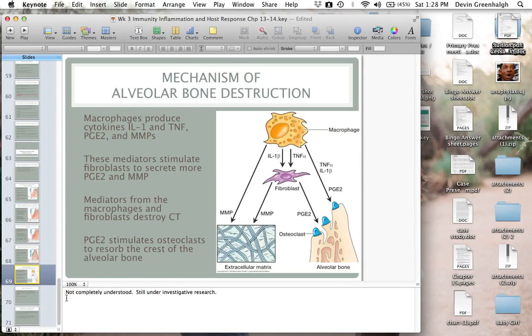Mechanism of alveolar bone destruction. How does alveolar bone breakdown happen? Macrophages produce cytokines, interleukin-1s, TNF, PGE2s, and MMPs. These mediators stimulate fibroblasts to create more PGE2s and MMPs. Mediators from the macrophages and fibroblasts destroy connective tissue.